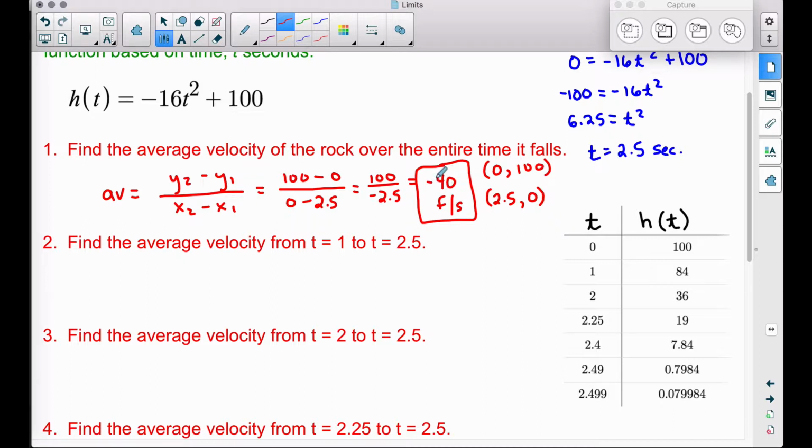The negative simply means it's moving down. Let's repeat this process for the average velocity from t equals 1 to t equals 2.5. Then we'll do it from 2 to 2.5 and 2.25 to 2.5. Maybe you notice the 2.5 is getting used constantly here. That's a good thing because that means we can use the 2.5 in our slope. The only thing we're going to be changing is the first piece.